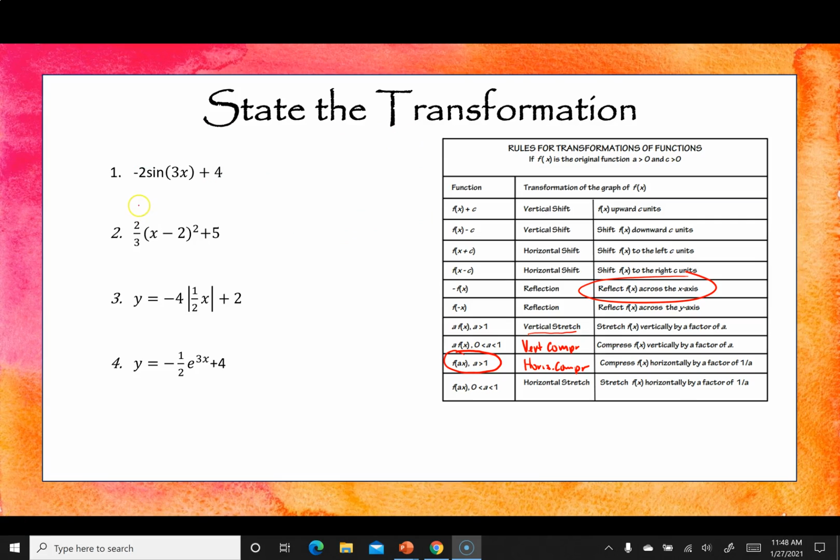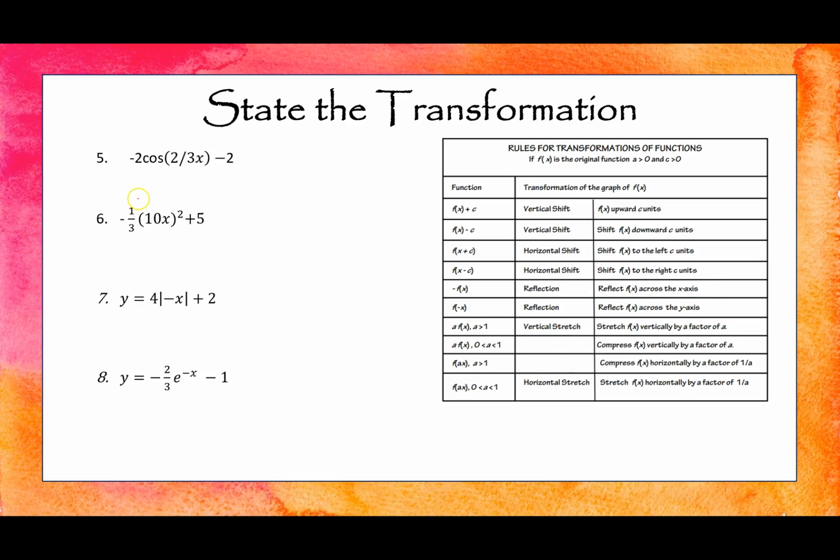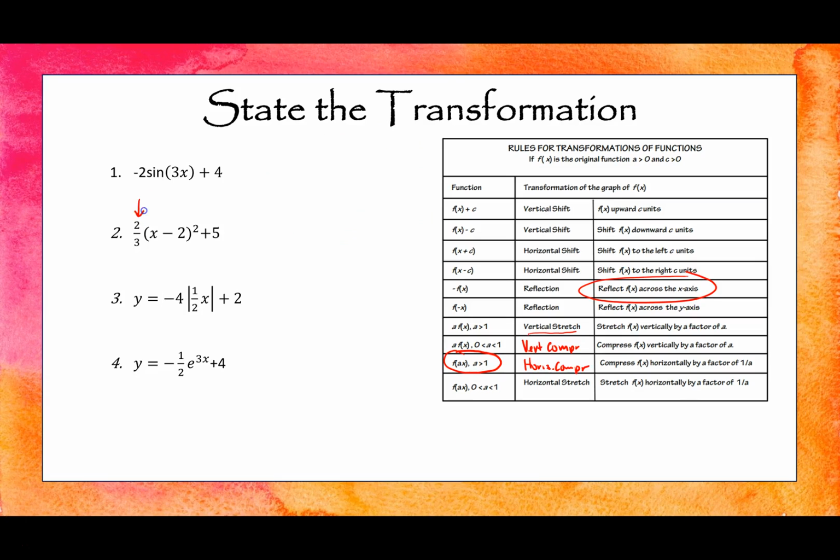All right, this next one here, we have a fraction on the outside. So that's going to be a vertical compression. See how that a is on the outside and it's a fraction, so that's going to be a vertical compression of 2/3. Then I've got a right 2 and then an up 5. And we're done with that.